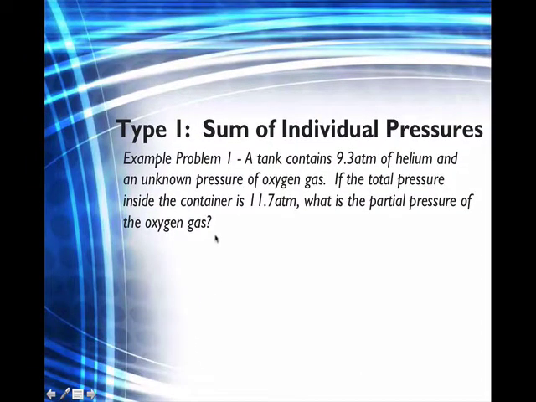Our example problem here for a type 1 says a tank contains 9.3 atmospheres of helium and an unknown pressure of oxygen gas. If the total pressure inside the container is 11.7 atmospheres, what is the partial pressure of the oxygen gas? So what we're going to do is use that first law that we just wrote down, that the total pressure must be equal to the pressure of the oxygen plus the pressure of the helium, because those are the two gases in this mixture.